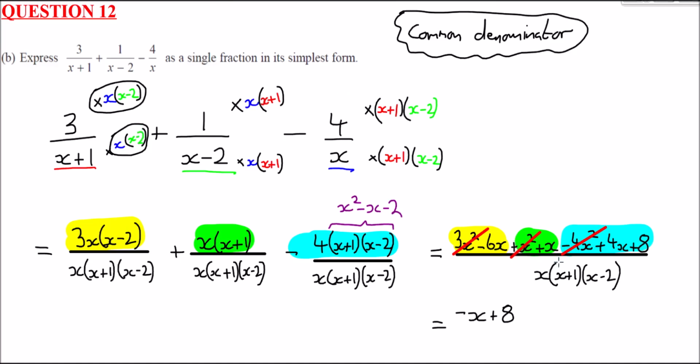Now that doesn't cancel with anything on the bottom, so we just leave the bottom as it is, which is x, x plus 1, x minus 2. And we're done. So a bit of a slog, that one, but with a bit of practice, these can be done a bit quicker than what you might be currently. So do keep practicing to get your speed and fluency up, and you'll soon be rattling off questions like this in no time at all.